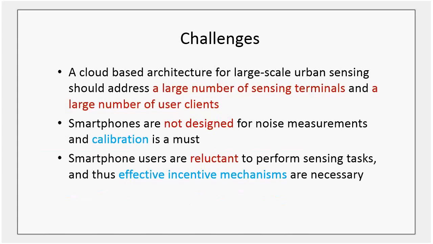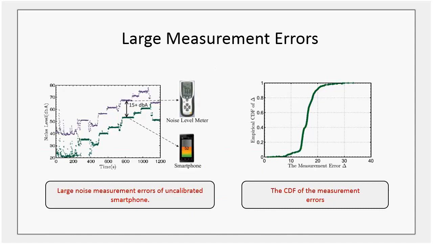First of all, I talk about how we do calibration. In this slide, I first show errors can be very large. As you can see on the left picture, we show the measurements made by a smartphone and also the true value, which is from a noise level meter, which is a professional meter. There is a big gap between the two curves, and the error can be as large as 15 dBA.